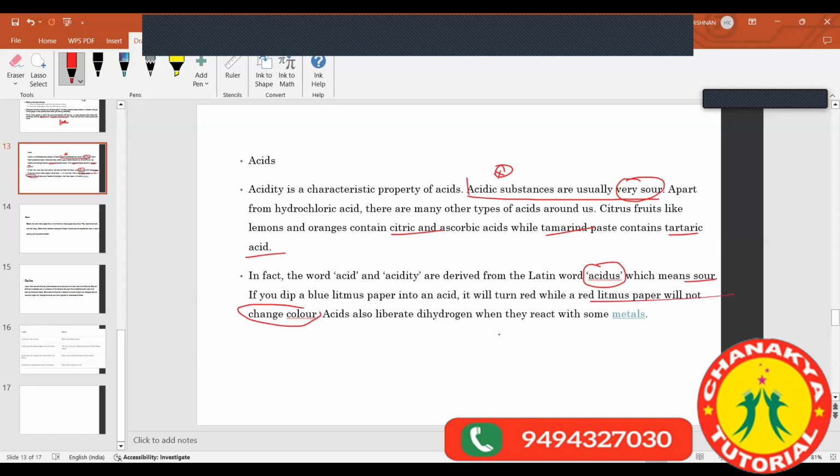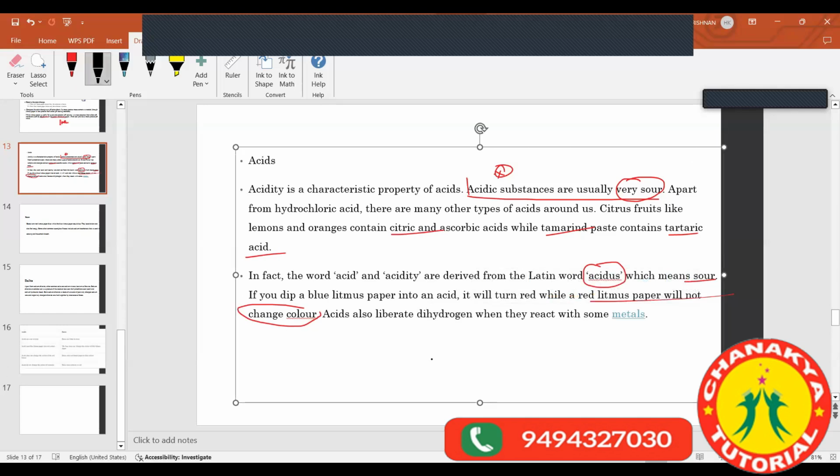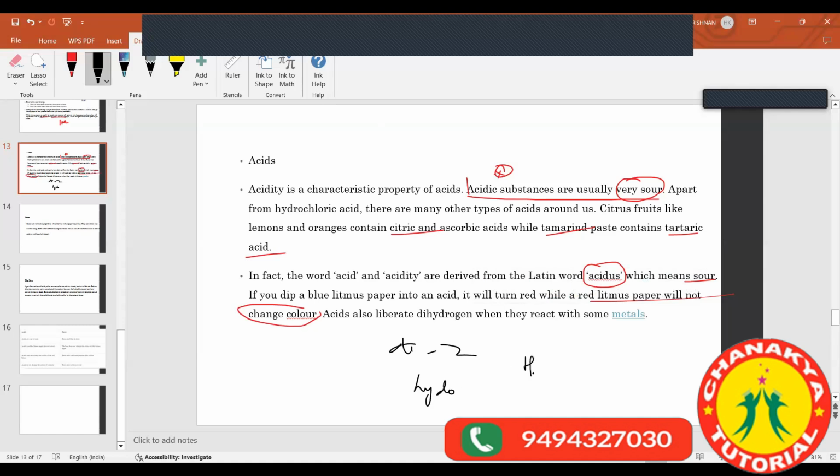Acids also liberate dihydrogen when they react with metals. What do you mean by dihydrogen? Just divide the word: di means two, hydrogen means hydrogen. So it's H2 basically. Shall we do this experiment and see what's happening?